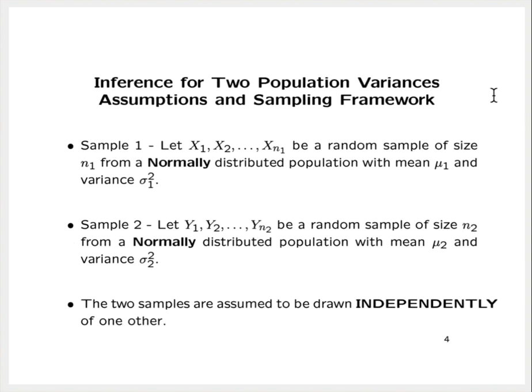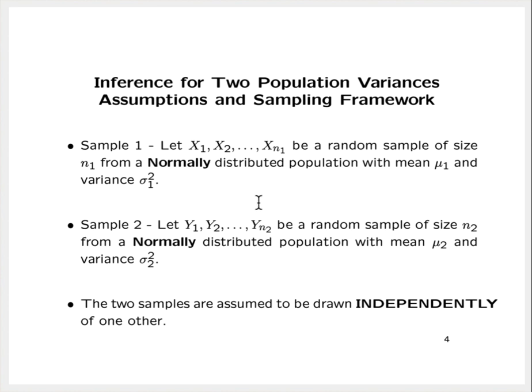And so, the assumptions and sampling framework for making inferences about two population variances. We're going to have two samples, one sample from each of our two populations. For sample 1, let's denote the random variables comprising that sample using the letter x. So we'll let x1, x2, and so forth up to x sub n1 be a random sample of size n1 from a normally distributed population, the mean of which we'll denote by mu sub 1, and the variance we'll denote by sigma squared sub 1.